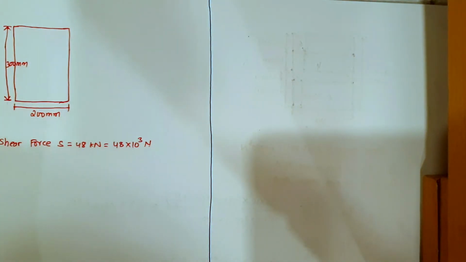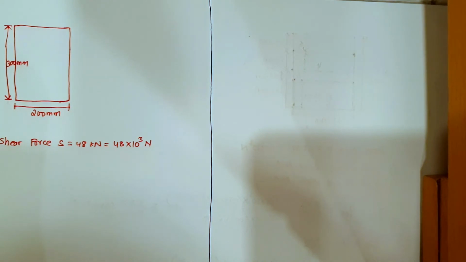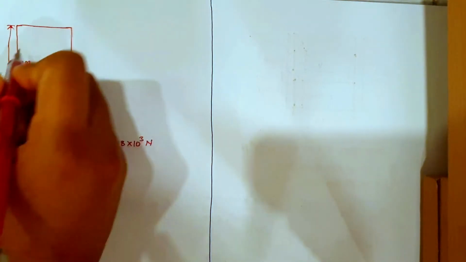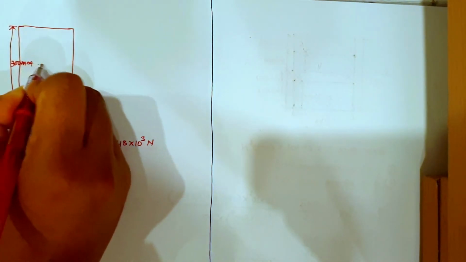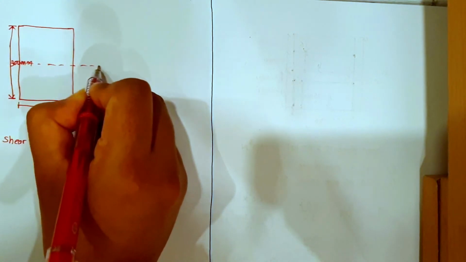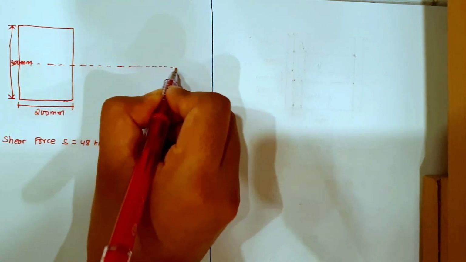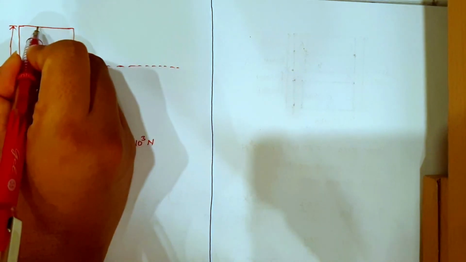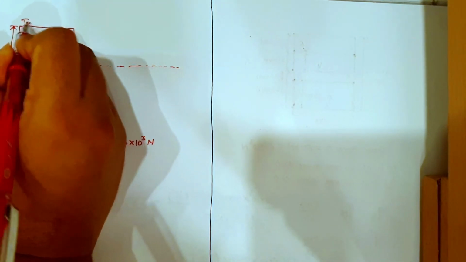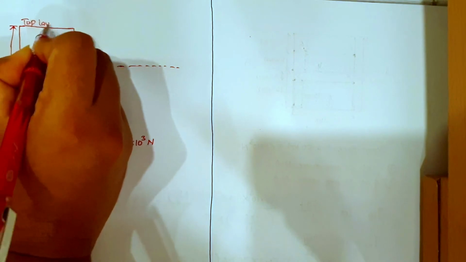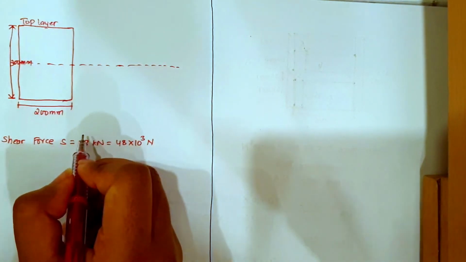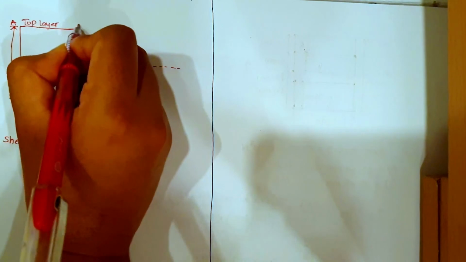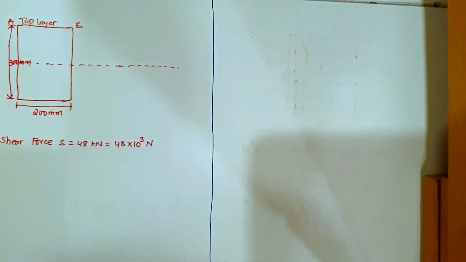What else is given? Calculate the shear stress at top layer and at a distance of 50 mm. So we need to find the shear stress at this top layer. So if I draw the neutral axis here, neutral axis will run something like this, right? And I need to find shear stress at this top layer. So this is the top layer, right? Let me name this as A, B, top layer AB, okay?